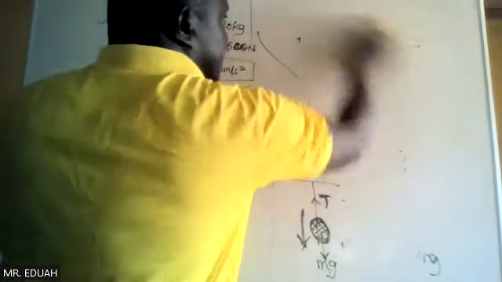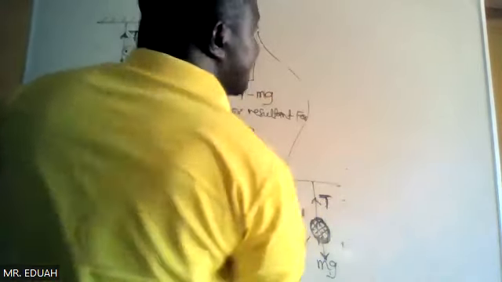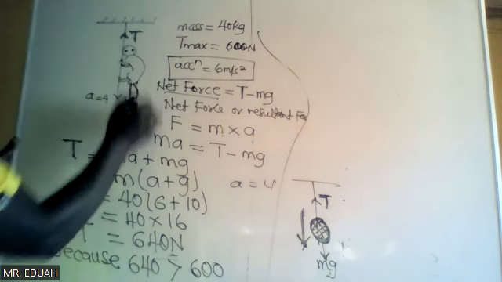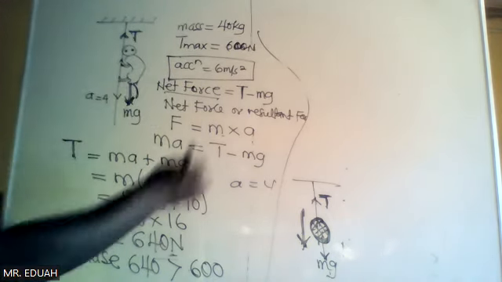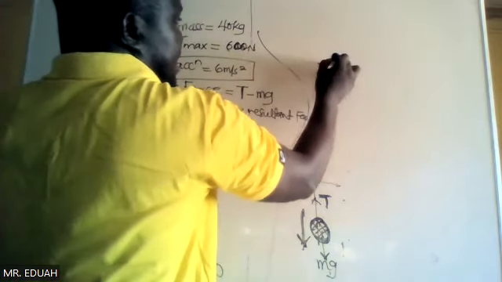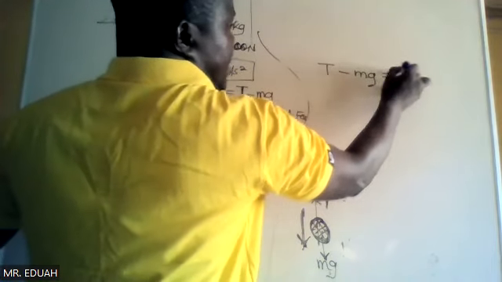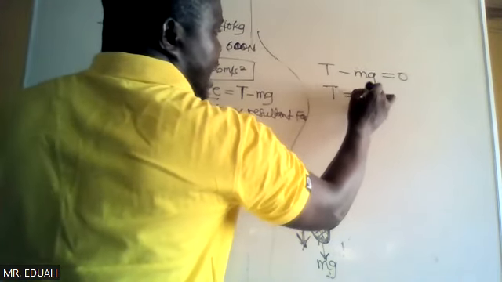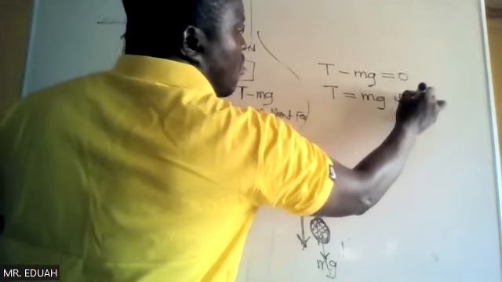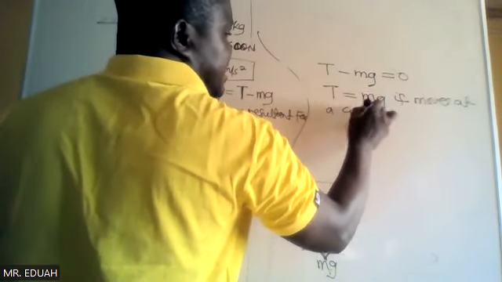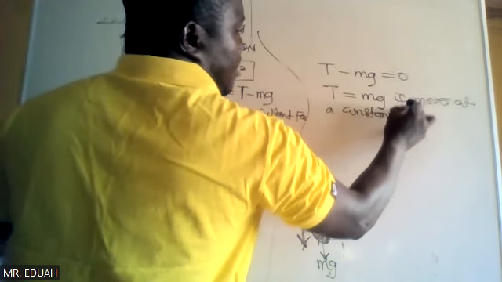So if the monkey is moving up with that constant velocity, it means that the tension within the rope is equal to the weight of the monkey. So T minus mg is equal to 0. The net force is 0. Or T is simply equal to mg if the body moves at a constant velocity.